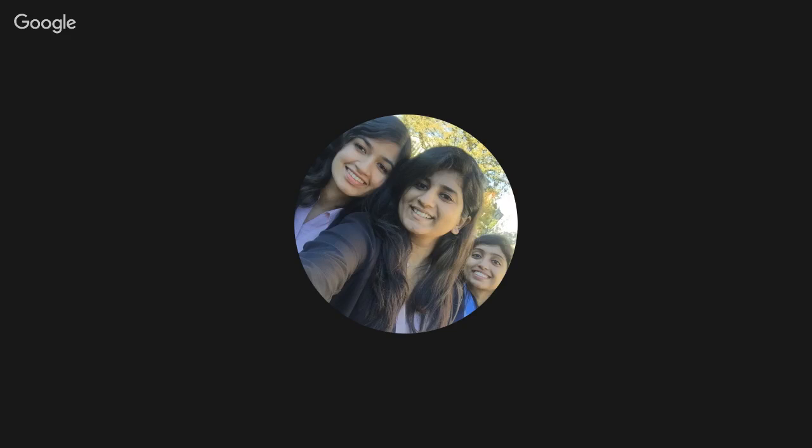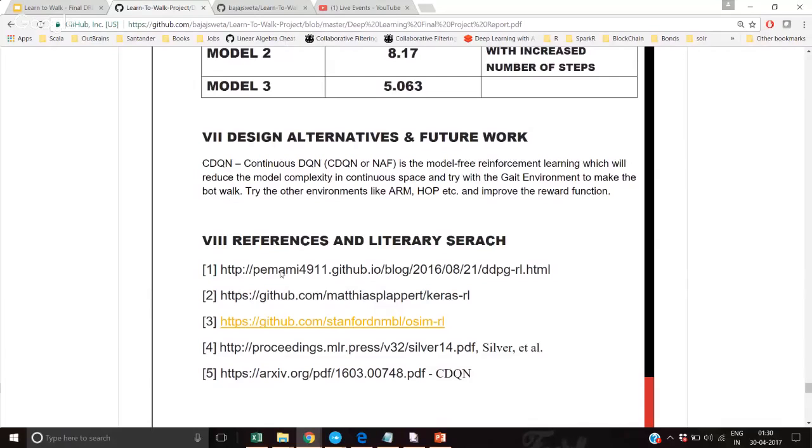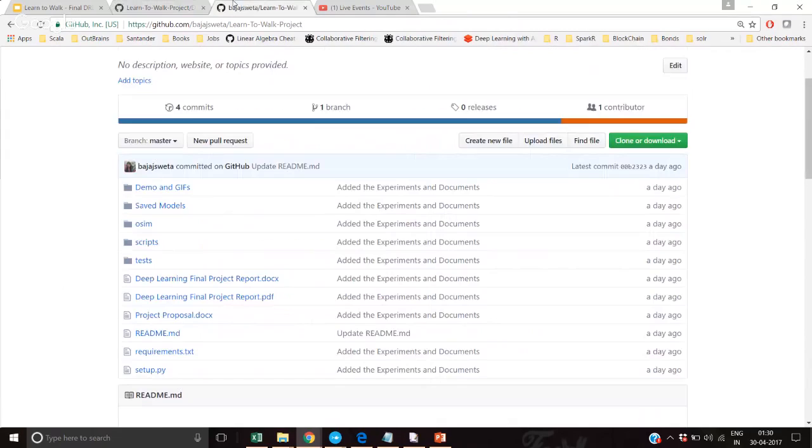These are some of the references that I have read, out of which the first one gives a basic idea of the DDPG algorithm. The second one is the main Git repository for Keras RL. The third one is how to understand the OpenSim RL environment. The fourth one is a David Silver paper where it talks about the DDPG algorithm, and the fifth one talks about the CDQN algorithm. So the Git repository has the demos and the GIFs.